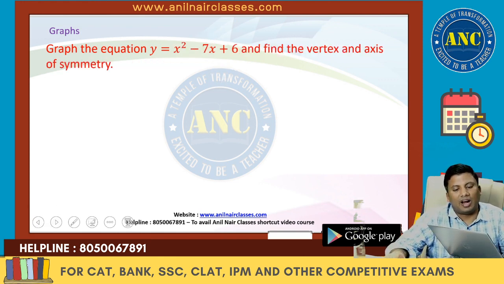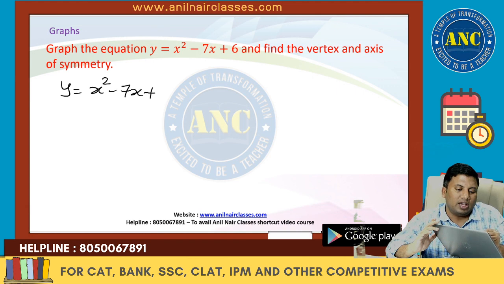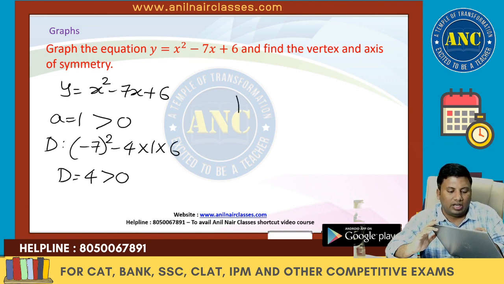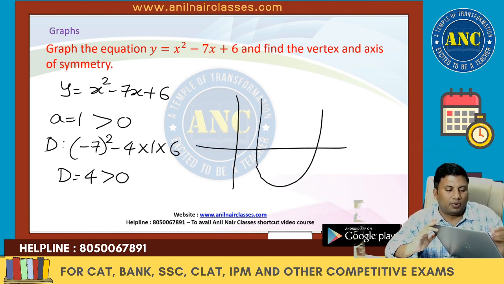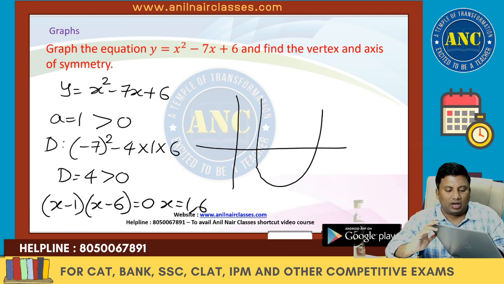Next one. Graph the equation y equivalent to x square minus 7x plus 6. A is 1, greater than 0. b square minus 4ac, 4 into 1 into 6, D is 4 greater than 0. It will touch the axis at two critical points, and the critical points are (x minus 1) into (x minus 6) is 0, x will be 1 comma 6.